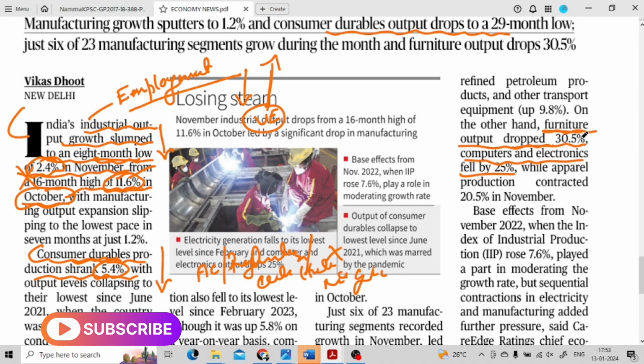Even the furniture output dropped by 30.5%. Computer electronics also fell by 25%.